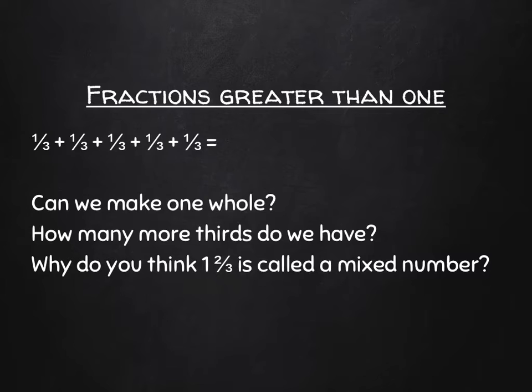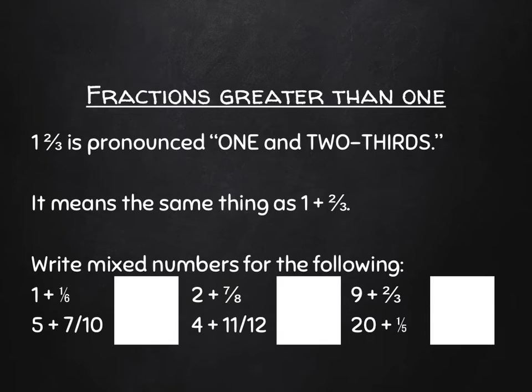This is basically the same thing that was on the previous slide that I already went over. 1 2/3 is pronounced one and two thirds. It means the same thing as 1 plus 2/3. We don't write the plus sign when we write mixed numbers, but it is assumed. So know that 1 plus 2/3 is equal to 1 2/3 with no sign and no word and. Here it says write mixed numbers for the following.